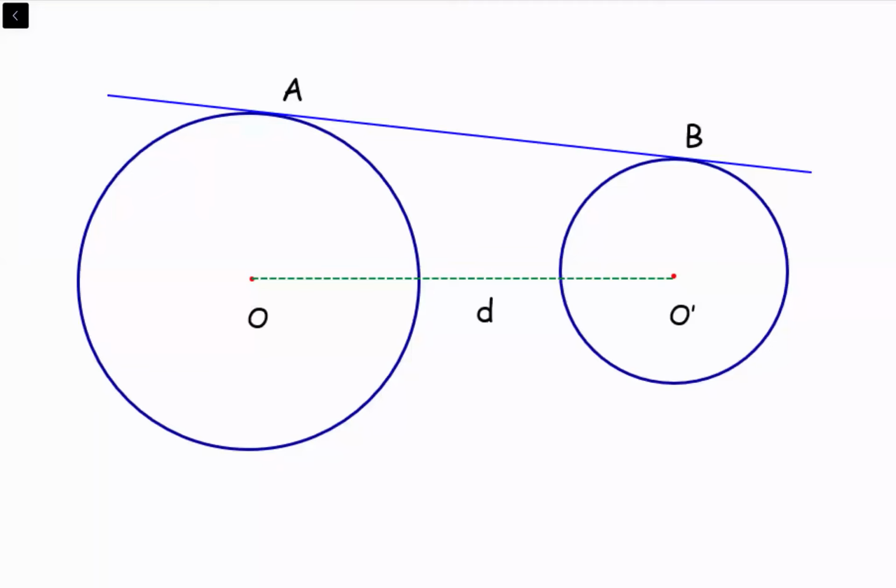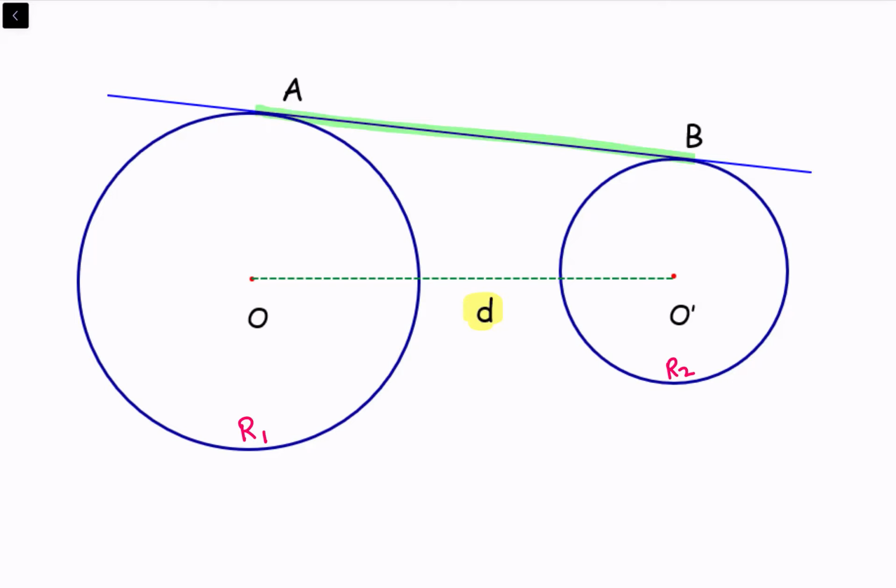Let's see this question. We have been given two circles with radii R1 and R2, and their centers are separated by a distance of d units. We have to find the length of the common tangent AB.